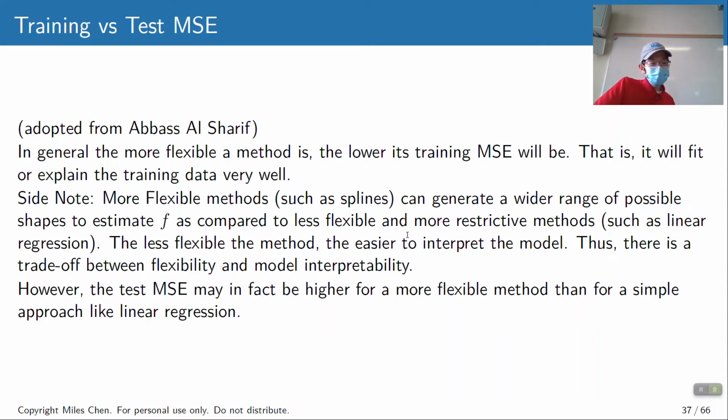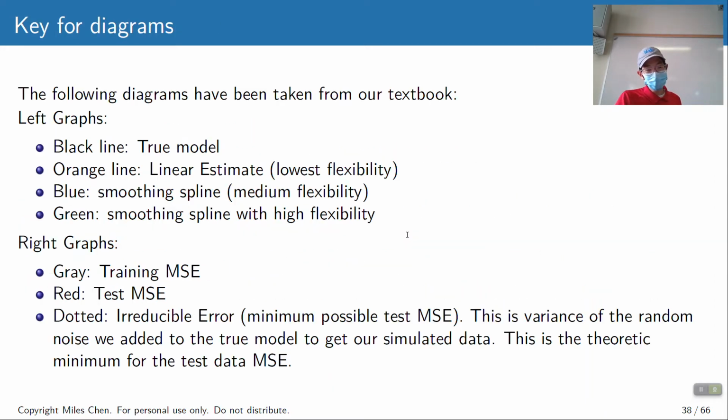Super flexible models like splines can fit a wider range of possible shapes. Less flexible methods are generally easier to interpret. But when you take your model and put it onto the test set, the very flexible model can end up having a much higher mean squared error than something like a simple model.